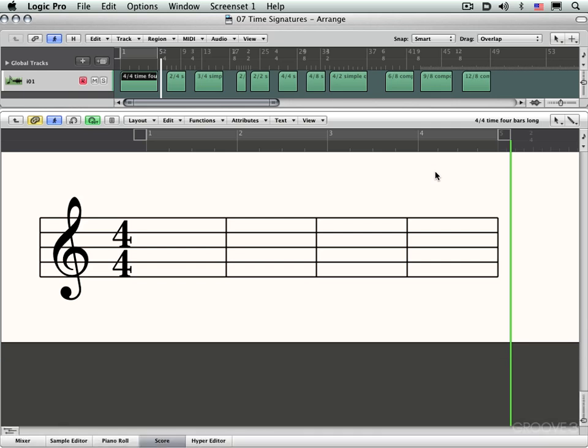Many bars form the sections of a piece of music. Like, for example, you could say that the verse of a song is 8 bars long, or the chorus is 16 bars long. So it's a unit of measurement, a bar or a measure.